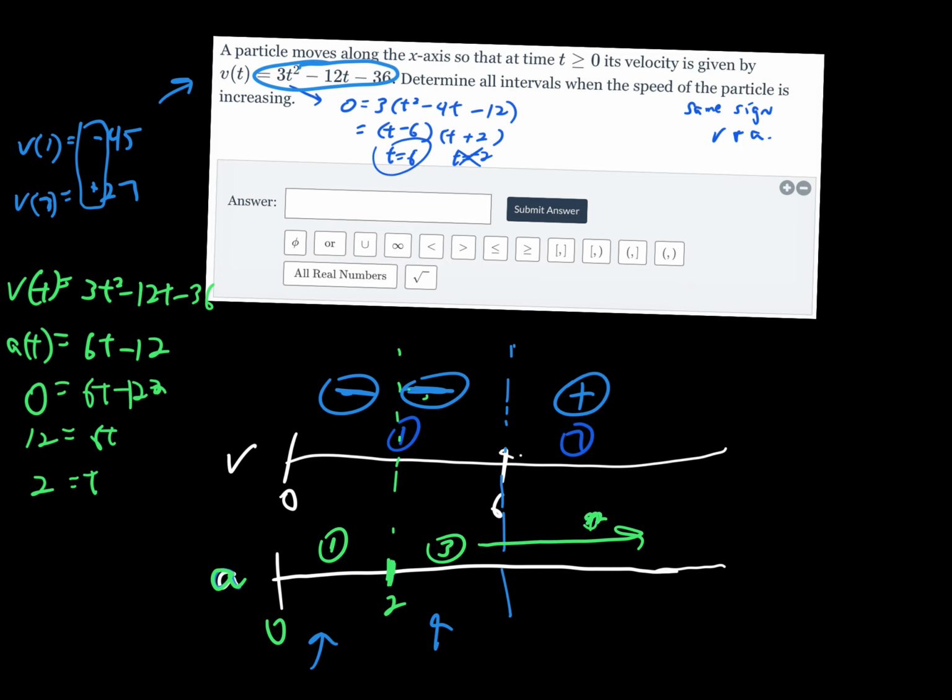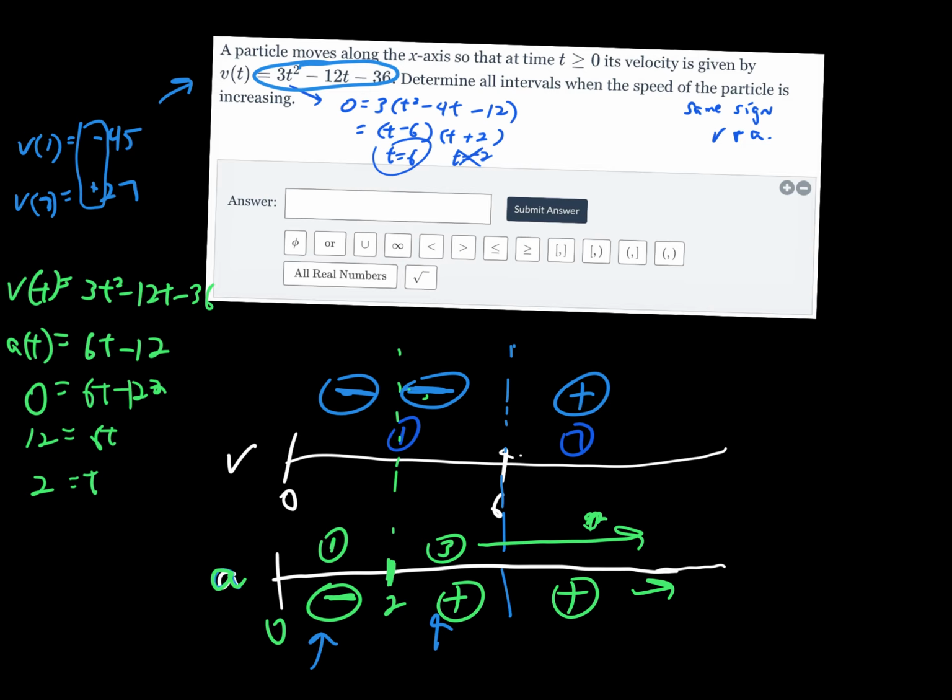Let's see what happens when you take this 1 and plug it into the acceleration function. You get 6 minus 12, and that is a negative value. So you're going to get negative in this region. And what happens when you take this 3 over here? That's going to be 6 times 3, that's 18. Guess what? That's when you start getting positive numbers. So over here, you're going to have positive numbers throughout.